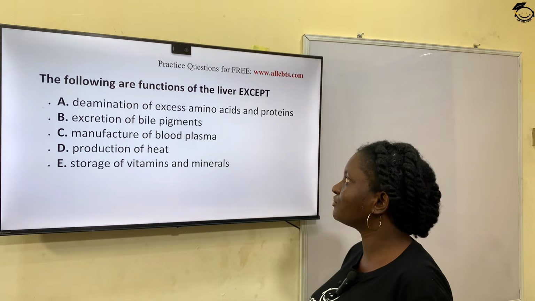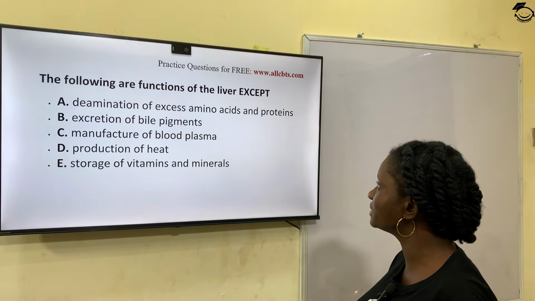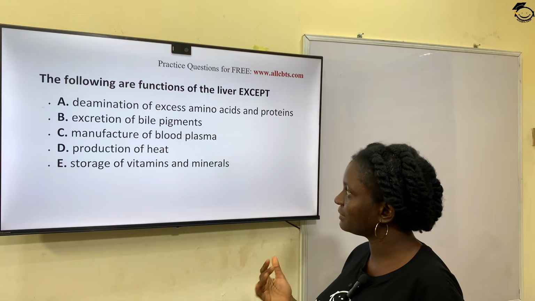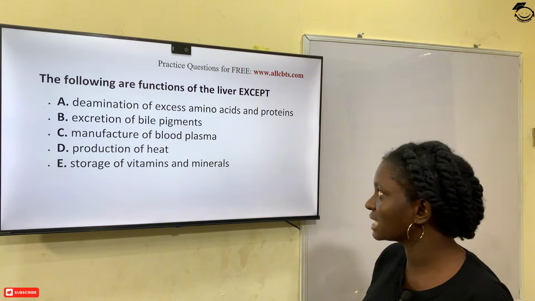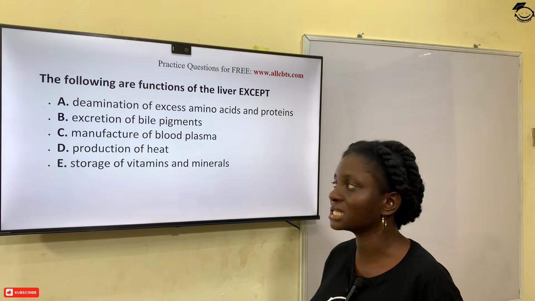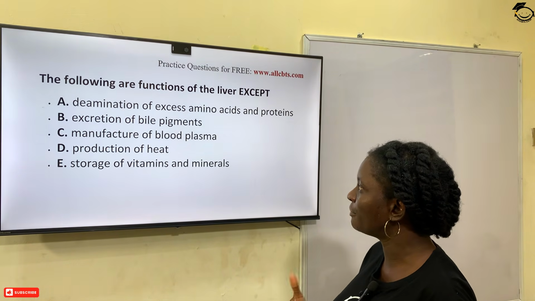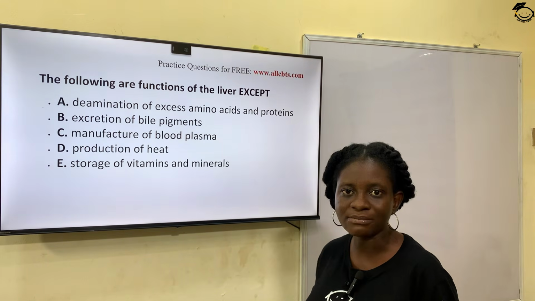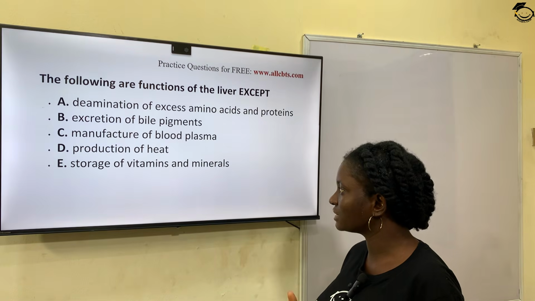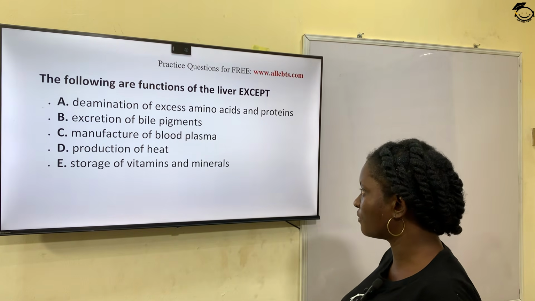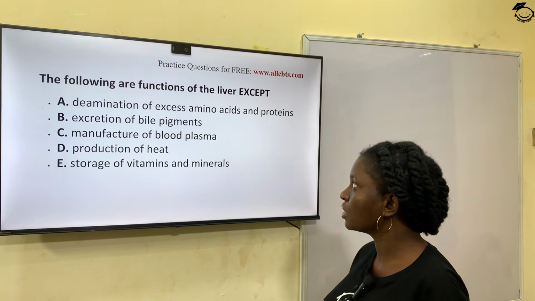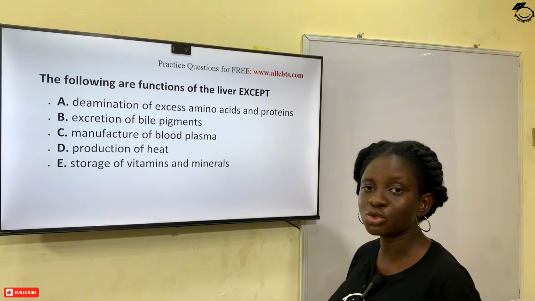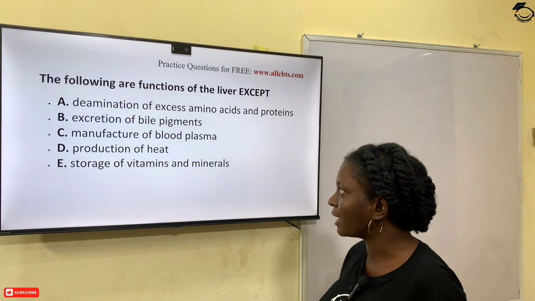Next question. The following are functions of the liver except: option A, the amination of excess amino acids and protein; B, excretion of bile pigment; C, manufacture of blood plasma; D, production of heat; E, storage of vitamins and minerals. So which of these options provided here is not a function of the liver?